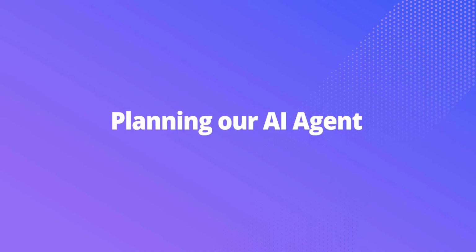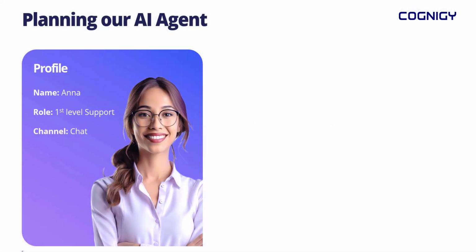Let's take a moment to scope our AI agent. It's important to come up with a basic persona so that we can make our AI agent more lifelike. We'll call her Anna, and Anna works as a first-level support agent on the chat channel for Insure Luna. We found that there are two processes that generate a lot of service requests for Insure Luna, so we want to get started with giving Anna the ability to help with these service requests.